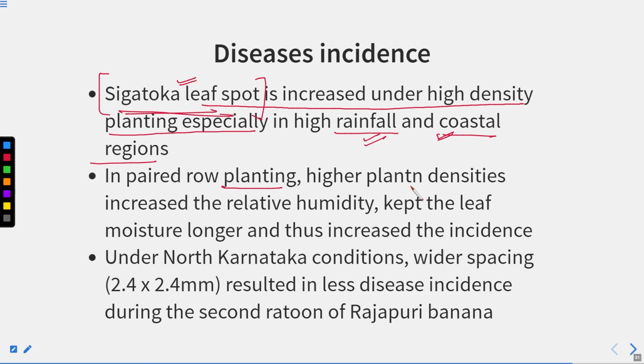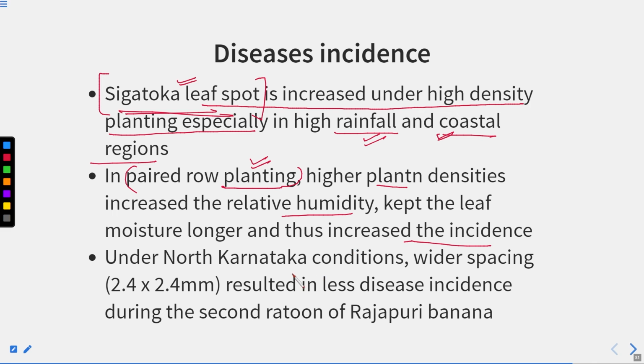In paired row planting, higher plant densities increase the relative humidity and keep the leaf moisture longer, and thus increase the incidence. So in the paired row planting system also, as the density of the trees is quite high, and if the relative humidity is also high at that particular time, then there are more chances for these pathogens to withstand, get established, and cause disease in the plant.